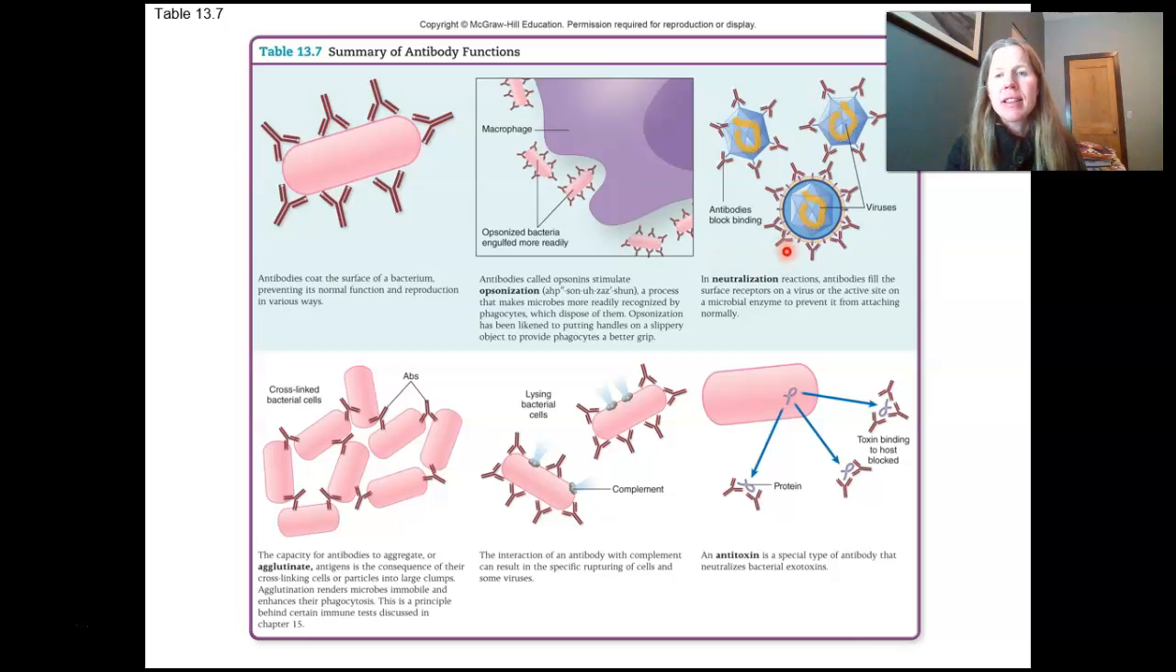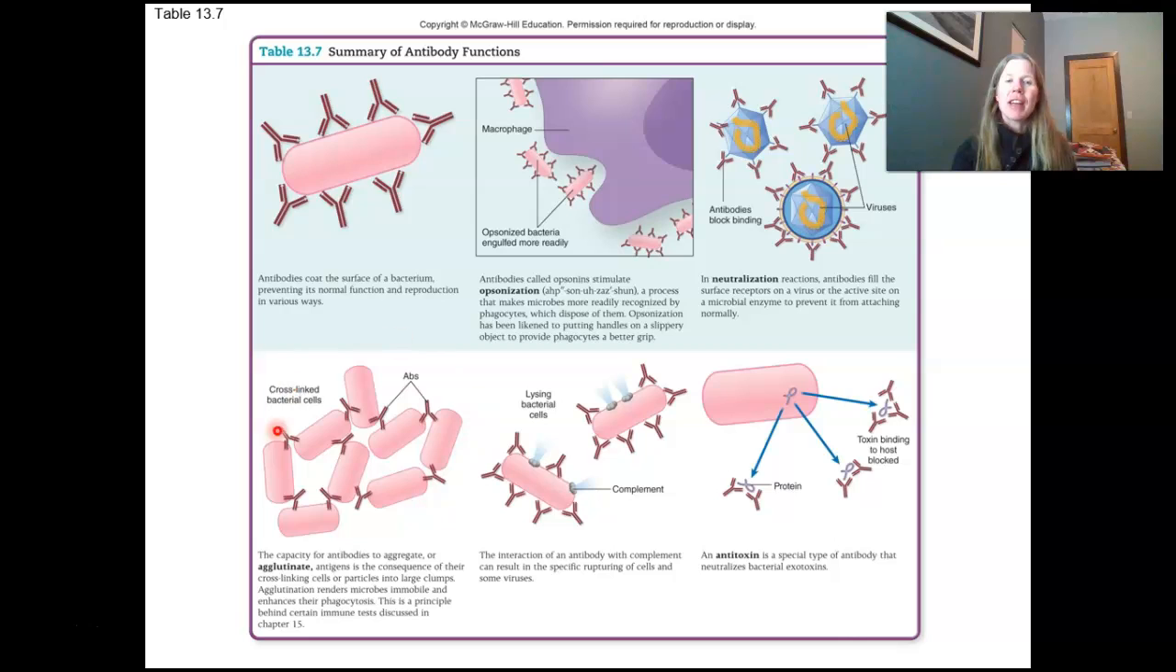All right, neutralization. Again, this is the idea that you can cover important proteins. In this case, they're showing antibodies attaching to a virus. Think about COVID-19. It has that spike that needs to dock on a receptor to even get into a new cell. Well, now we've neutralized this virus because the antibodies are covering the spike. It can't dock. It can't gain entry.